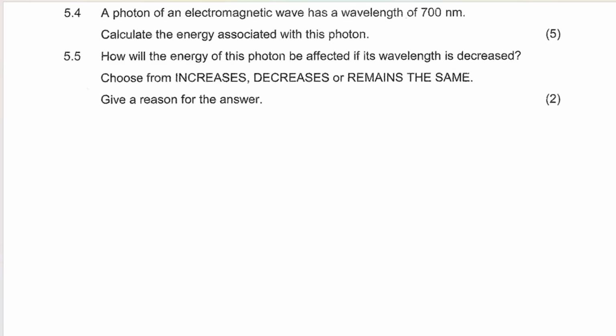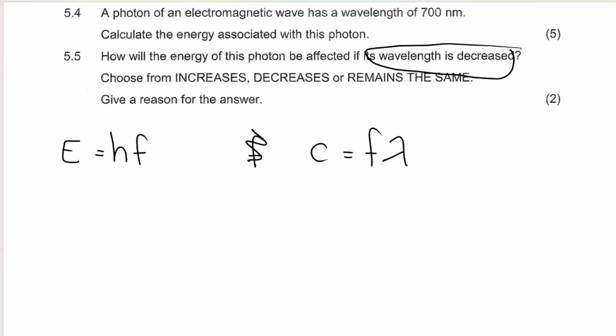5.5 says, how will the energy of this photon be affected if its wavelength decreased? Okay, so E is equal to H times F, basically. We know frequency is equal to, or let's write it like this. So if wavelength is decreased, let's start here. If I make wavelength smaller, speed of light will always be the speed of light. That's always going to stay the same. So if I make wavelength smaller, what's going to happen to frequency? It's going to get bigger. And you should remember that from a few minutes ago.